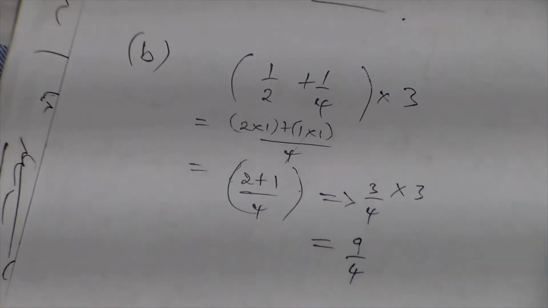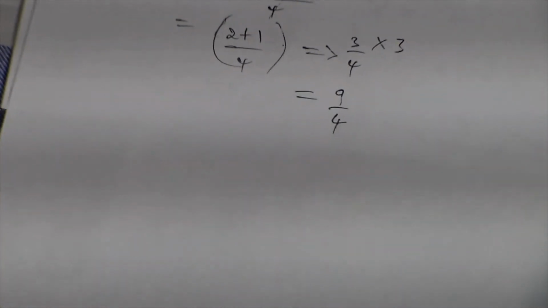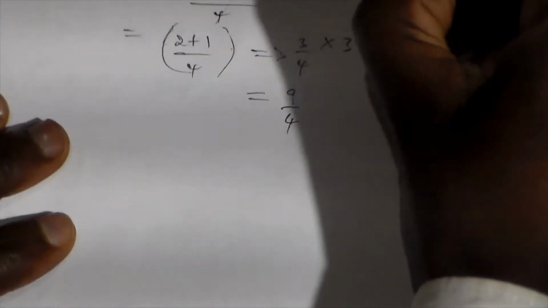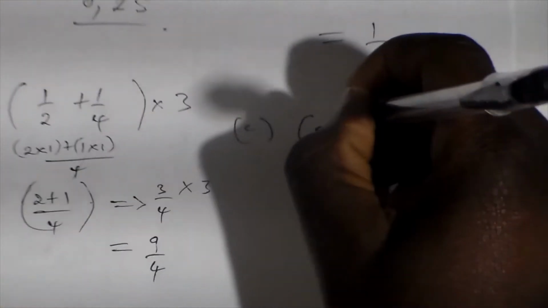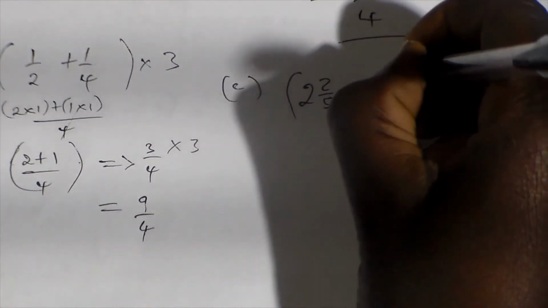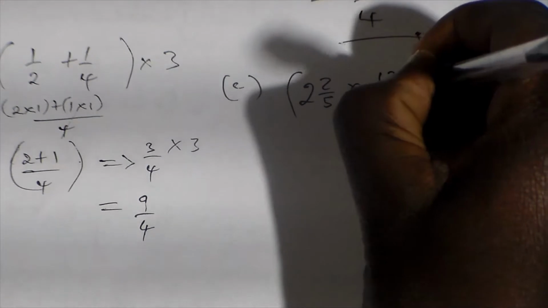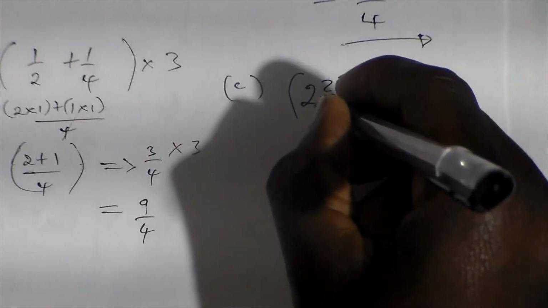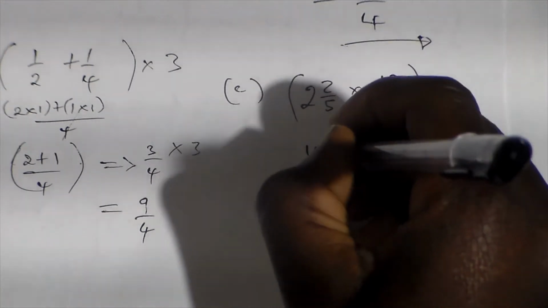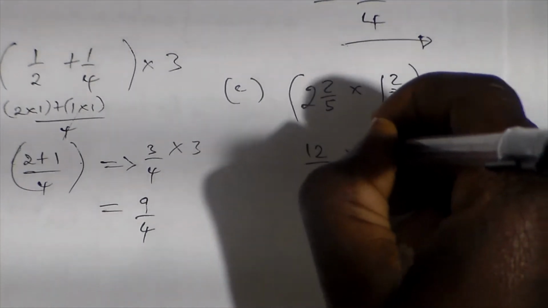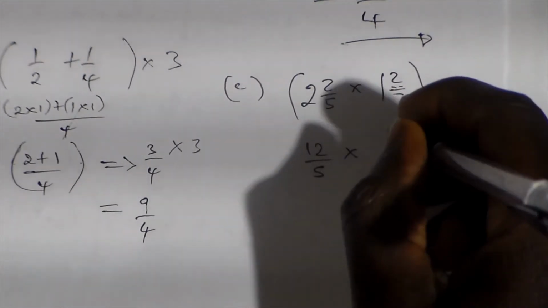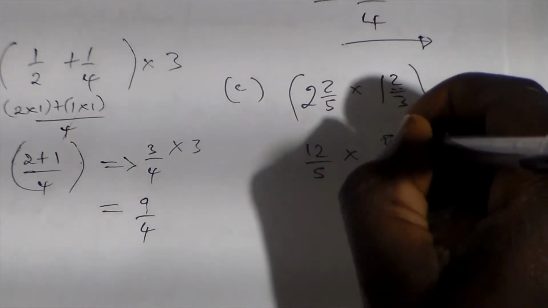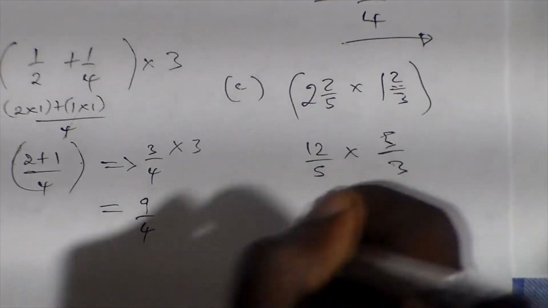Okay. Getting on to the last part of question 1, our part C is saying 2 and 2/5 times 1 and 2/3. Okay. Here we put them as mixed fractions. 2 times 5, a 10, plus 2, we get 12 over 5, multiplied by 1 by 3, that's a 3 plus 2, 5 over 3.